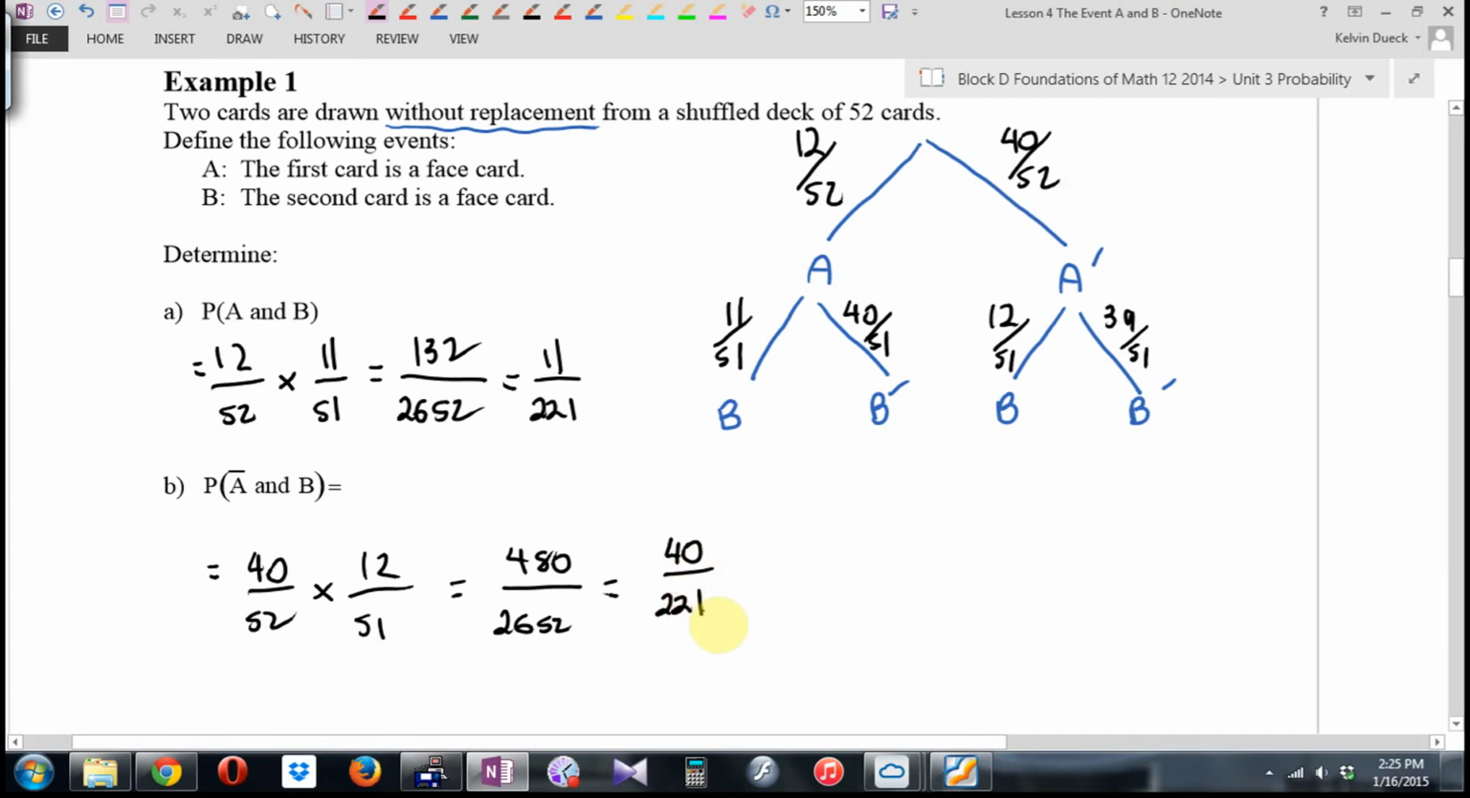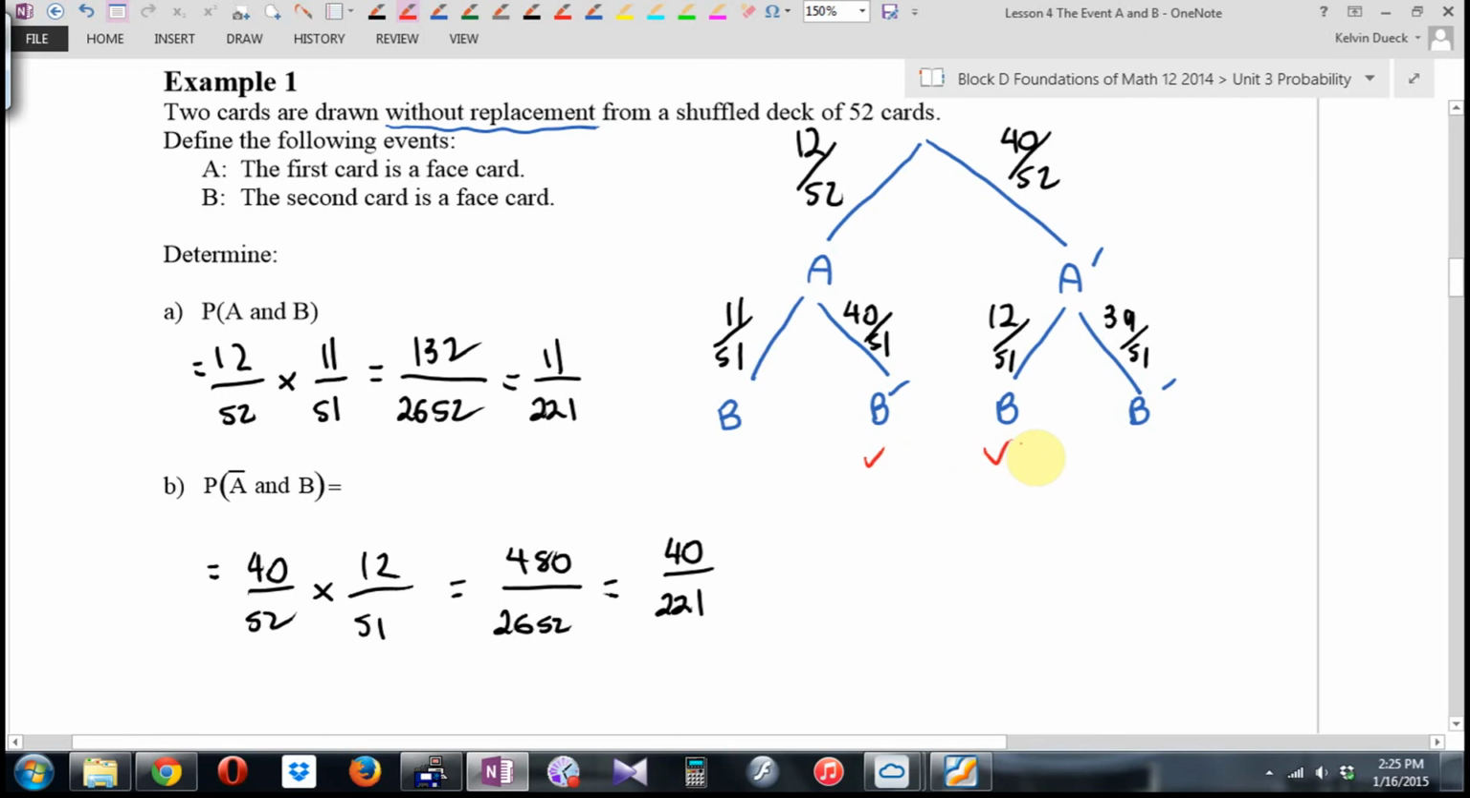Hey, what if I asked you, what's the probability of getting no face cards? Which 2 numbers would you multiply there? 40 out of 52 times 39 out of 51. What if I said, what's the probability of getting only one? Oh, let's come back to that. Only one face card. Well, would be this branch. Nope, that's 2 face cards, Mr. Dueck. Exactly one would be this branch or this branch.